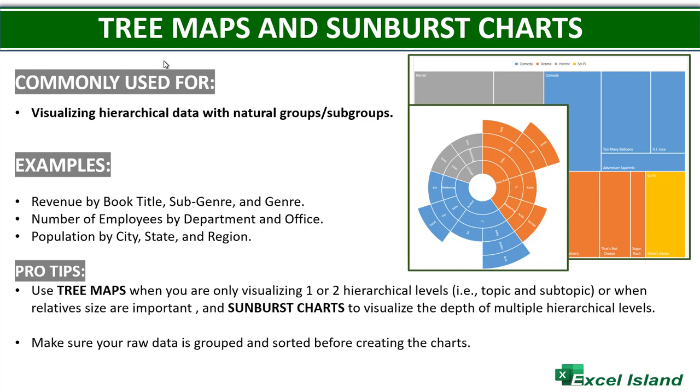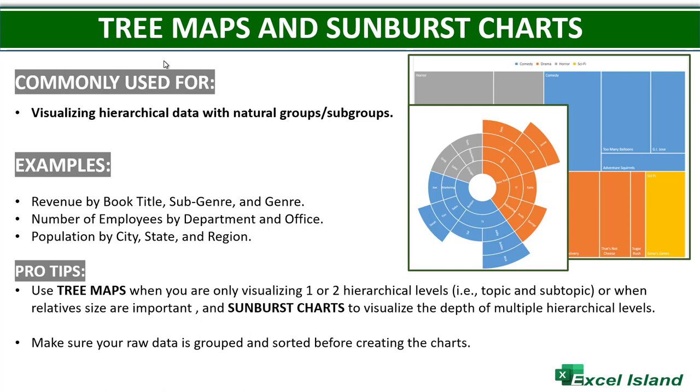Examples of data sets you can visualize with the Treemaps and Sunburst charts include revenue by book title, subgenre and genre, number of employees by department and office, population by city, state and region.